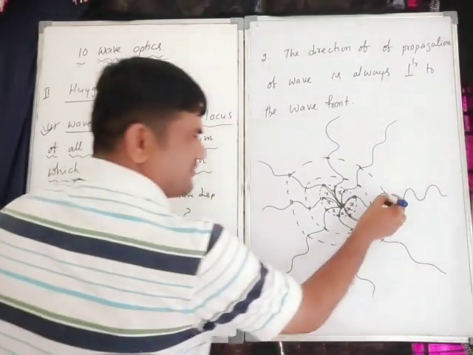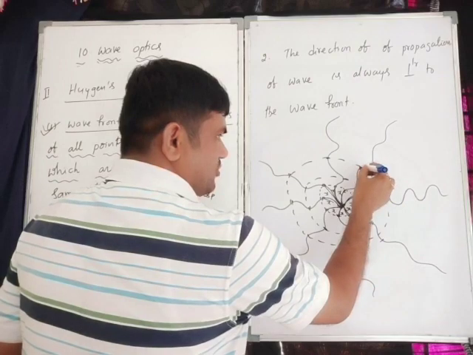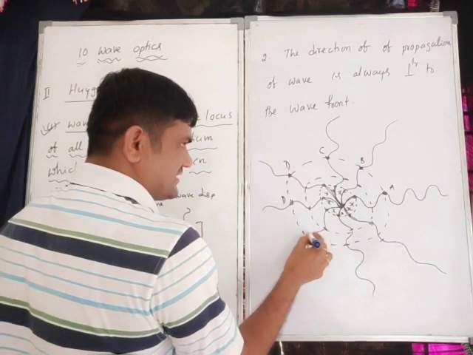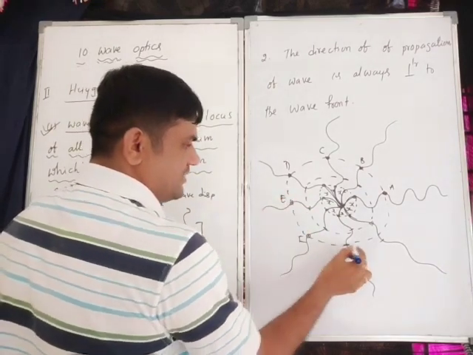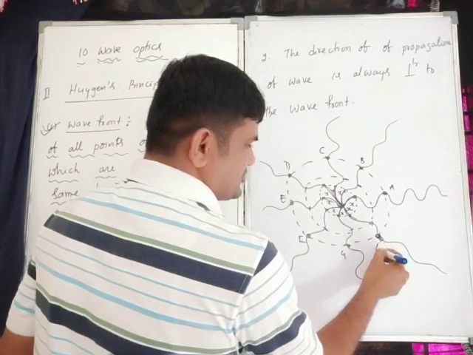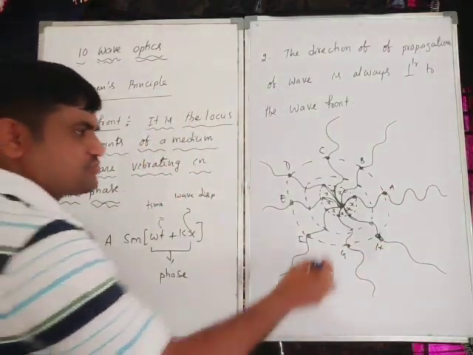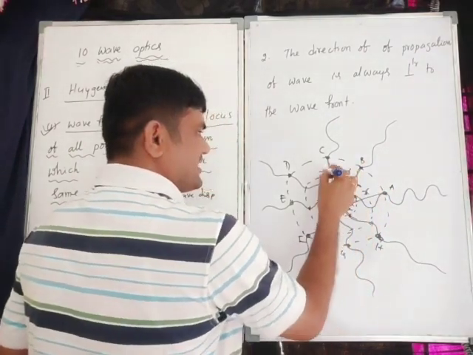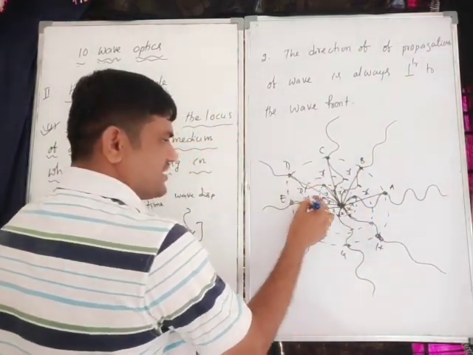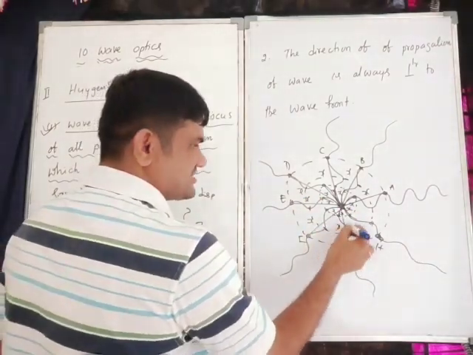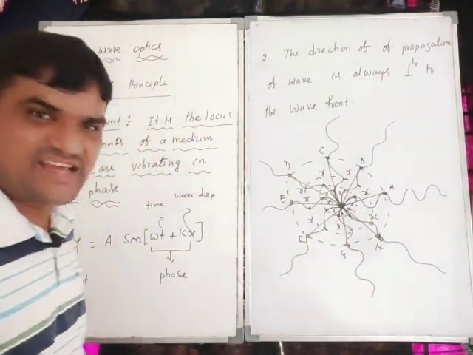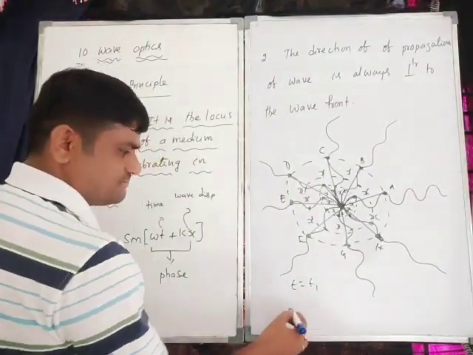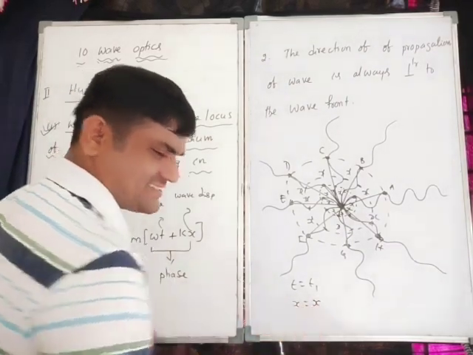For example, here is a point A, point B, C, D, E, F, G, H, like that I have given. From here to here, I will consider the x distance. From here to here, x distance. Wherever you see, the distance is x. Time is t, t equal to t1 seconds I will consider. So distance is x.